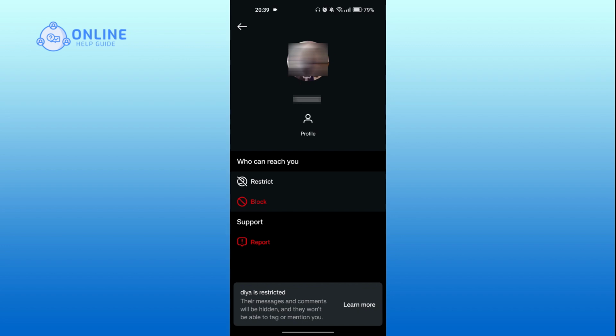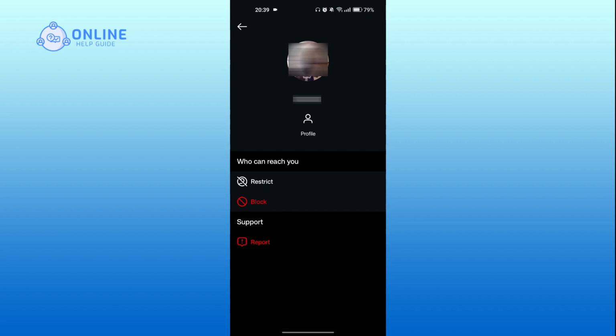What restricting a person on Instagram does is, it won't show any of their updates or messages. It is an alternative to blocking. While a person can know if someone blocked them, people will not have any idea if they're restricted by others. Now tap on Restrict again to confirm.